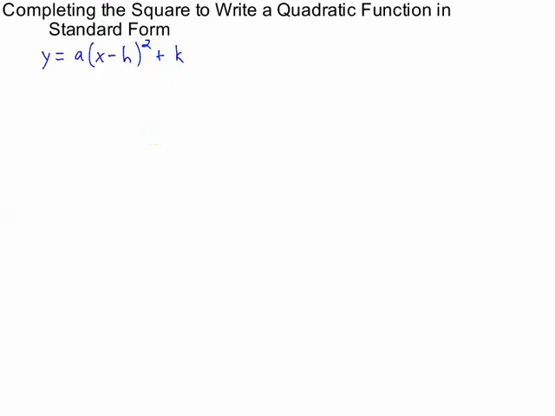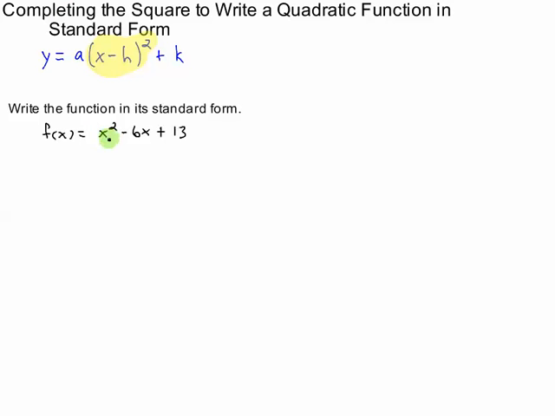So this is our goal, to write our equation in this form, and clearly what we'd have to do is complete the square on the x part of the function to get this to happen. So let's look at an example. Here's a quadratic function, which we can recognize because of the x squared. However, finding the vertex of this is not terribly easy. It's not in the standard form that we have up here.